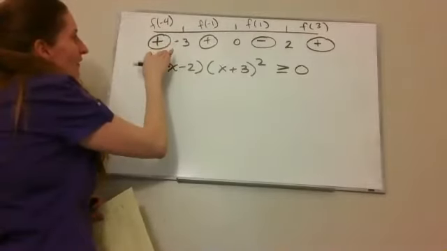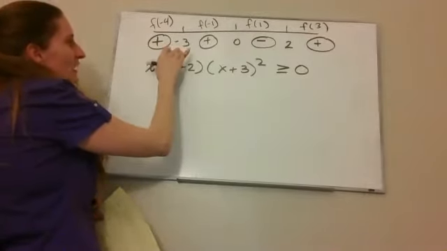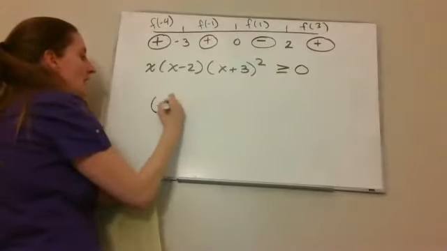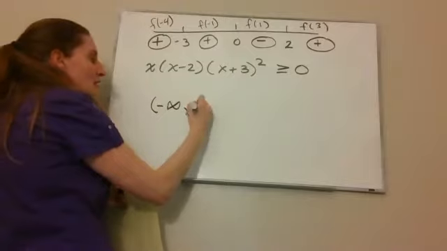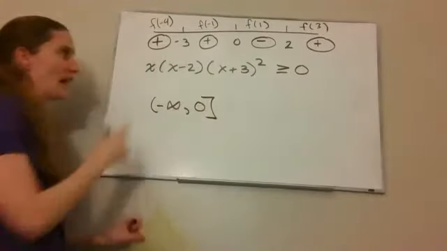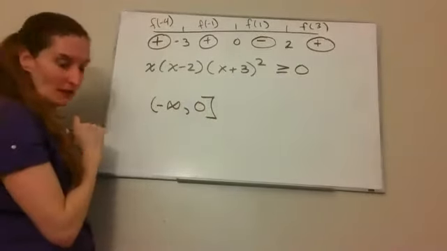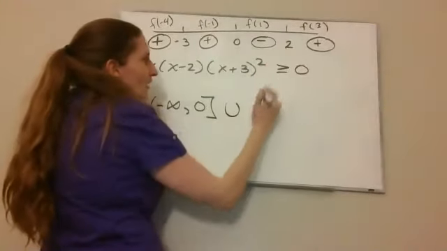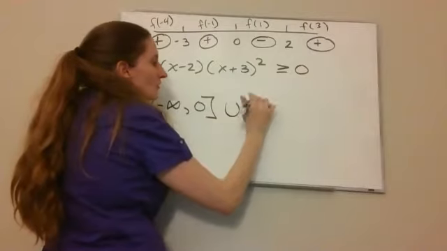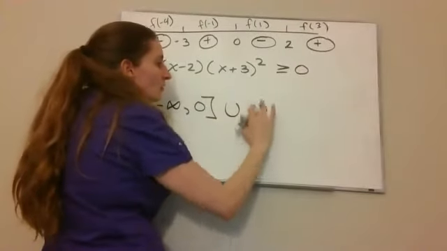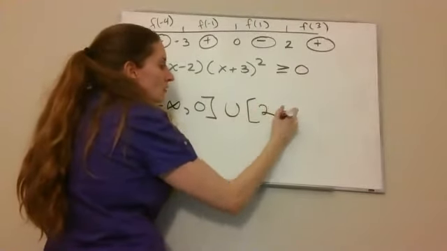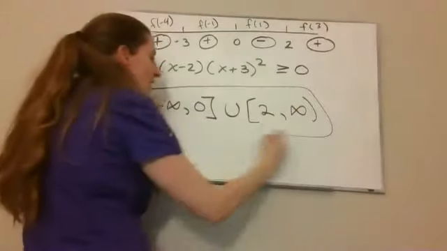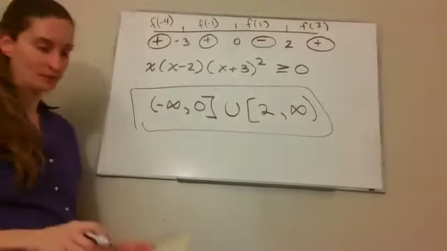That means this piece here, negative infinity to negative 3 and negative 3 to 0, can just be written as negative infinity to 0, because that negative 3 is included in these intervals. And then I have the interval starting at 2 that we include all the way to infinity. And that is where my inequality is satisfied.